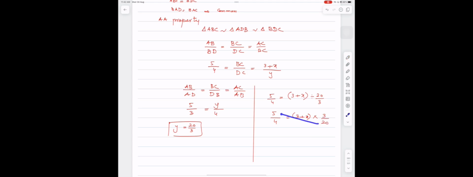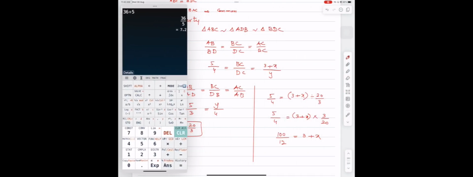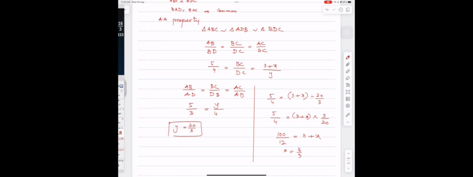If you do cross multiplication, this is 5 times 20 is 100 divided by 12, which is equal to 3 plus x. Now you can subtract 3 from both sides. 100 over 12 minus 3 is equal to 16 over 3. So value of x is 16 over 3.